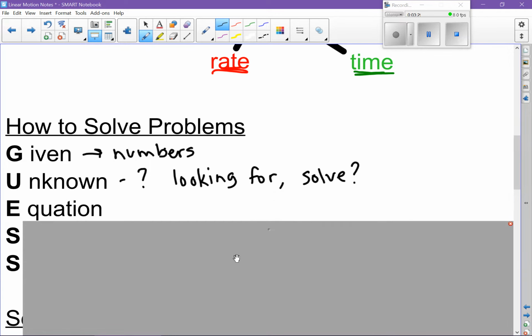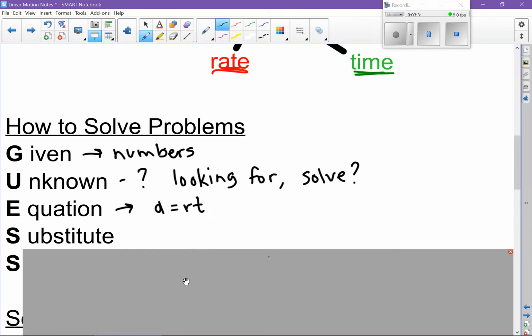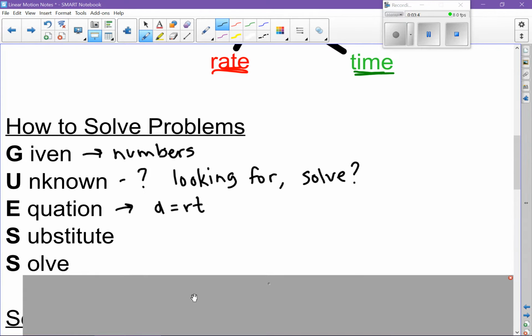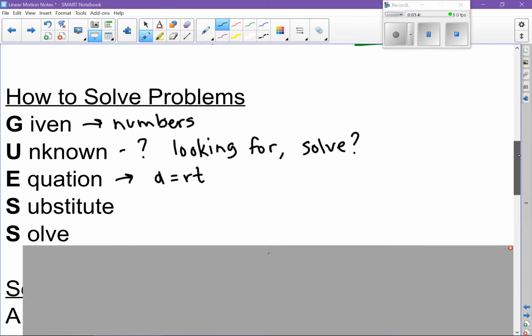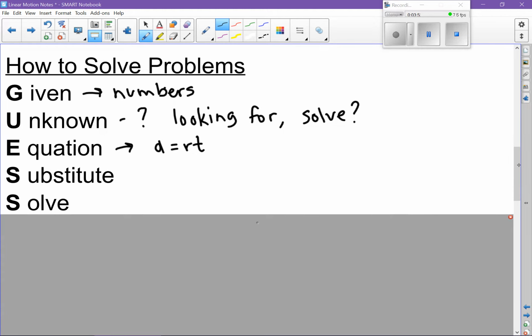The E is where you're going to write the equation, and for all of these, we're going to use the same DIRT equation. So you're going to write it every time to help you figure out where those numbers should go. S is where we substitute. This is exactly what you did in your warm-up. You're going to take the numbers and put them in place of the letters. And then you're going to solve with all those math skills that we've been working on. So I'm going to do 3 examples with you. Make sure that you have this written in your notes because you're going to use it over and over and over.